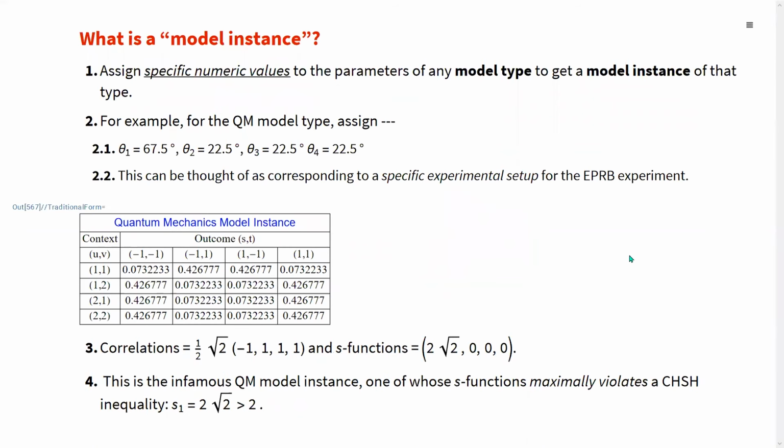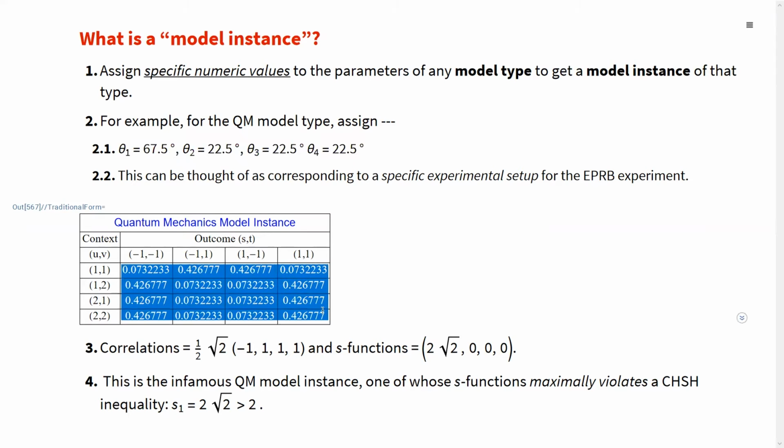There we go. Okay, what is a model instance? I'm going to talk about model instances a lot in this talk. I'm going to define some more model types later on. You also already saw the QM model type. A model instance is just where you give it specific values for the parameters. So if you give those values 67.5 degrees, 22.5, and so on, you get these numbers for the conditional probabilities. That's called a model instance. That's what I'm going to mean by a model instance.